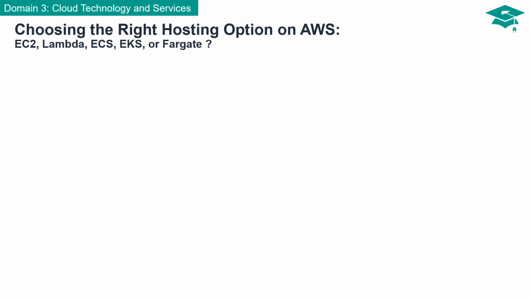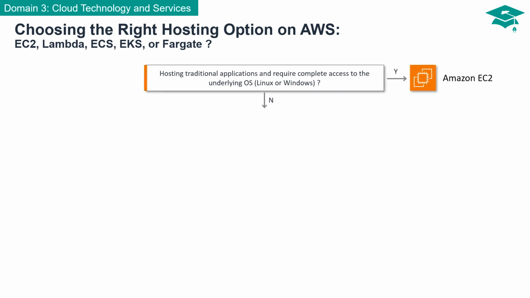Selecting the appropriate hosting option on AWS can significantly impact your application's performance and manageability. Here's a straightforward decision tree to help guide your choice. Are you hosting traditional applications that require full access to the underlying operating system such as Linux or Windows? If yes, consider Amazon EC2. If not, proceed to the next step.